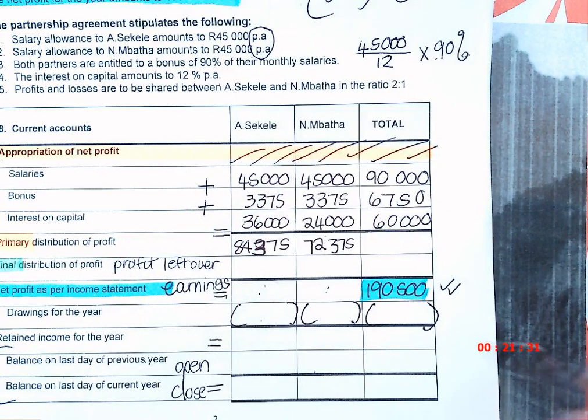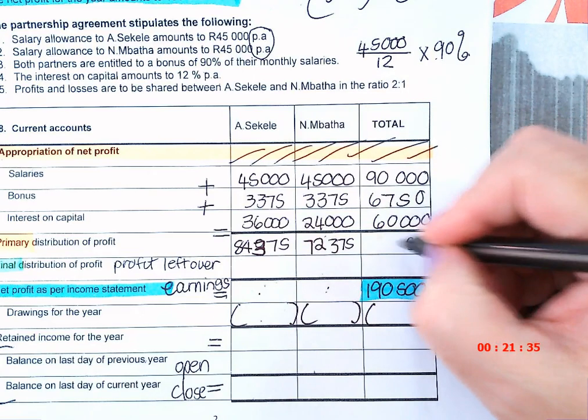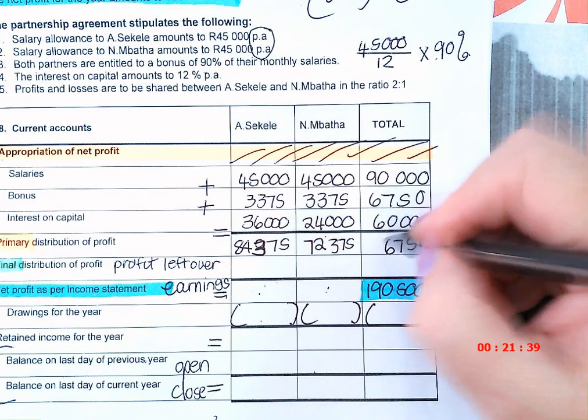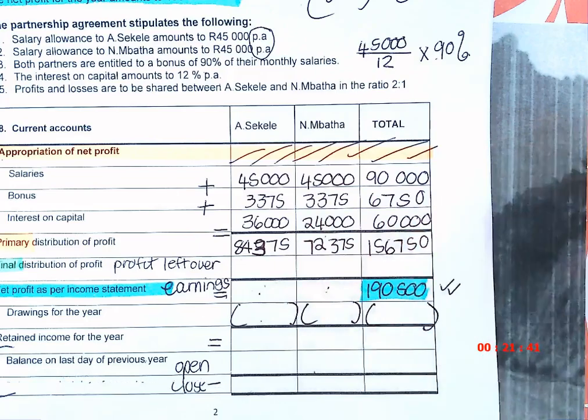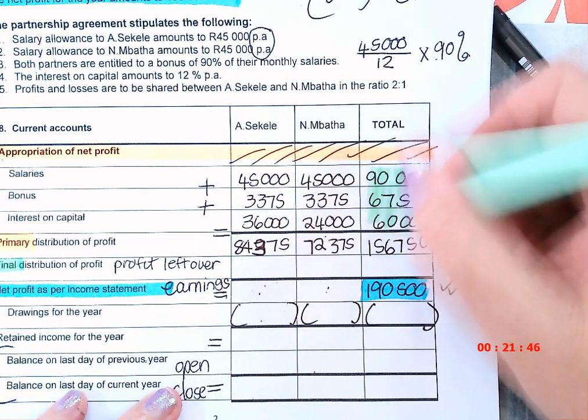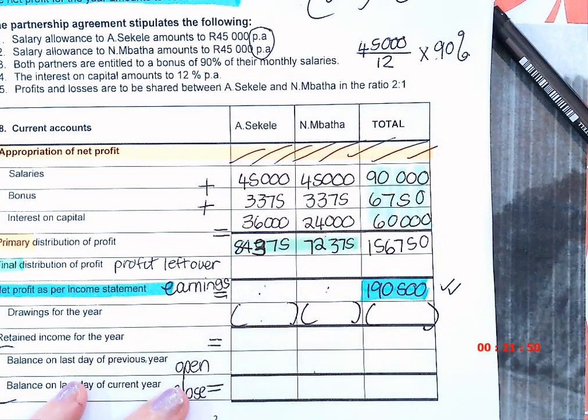Okay, and if I add this one, is that right? Now I want you to see that if I added that guy and that guy, both methods will give me the 156.